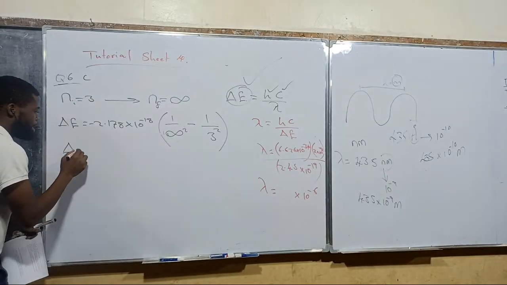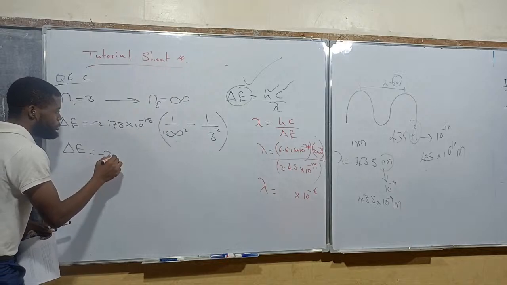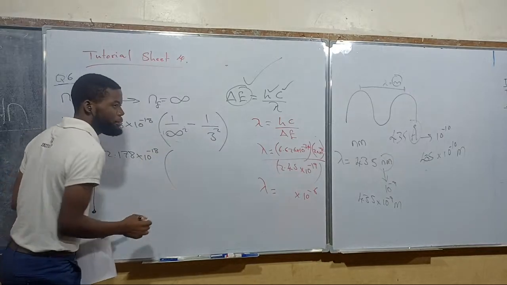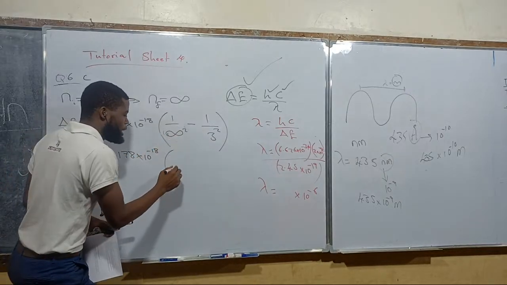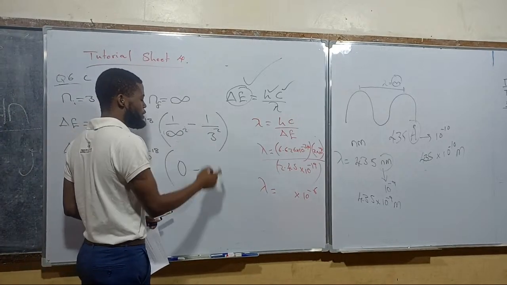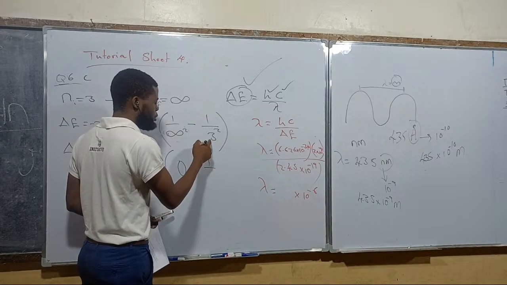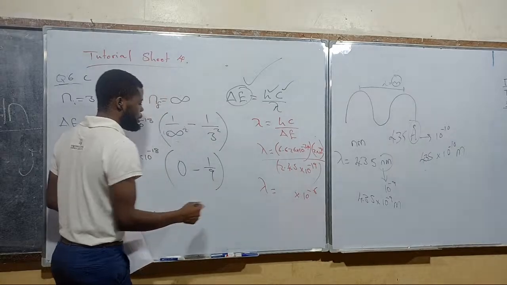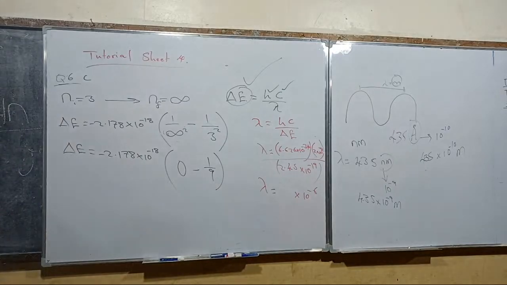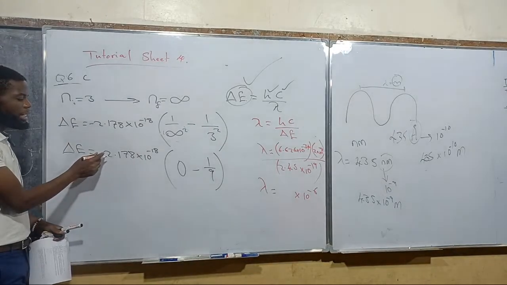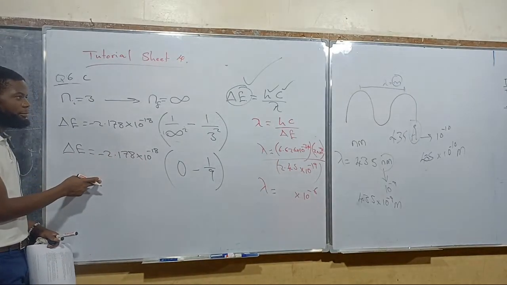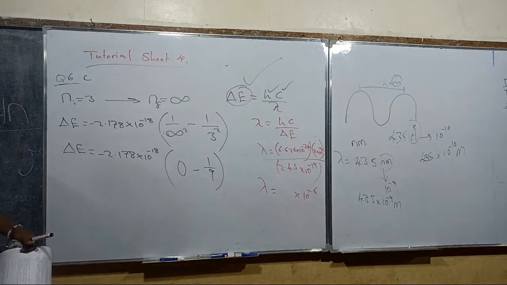So the value for the energy becomes delta E is equal to negative 2.178 times 10 to the power negative 18, open parentheses, 1 divided by infinity squared is just 0, minus 1 over 9, since 1 over 3 squared is just 1 over 9. 0 minus 1 over 9 is just negative 1 over 9. Now because there is a negative sign outside, when you multiply these two, you get what? A positive answer.